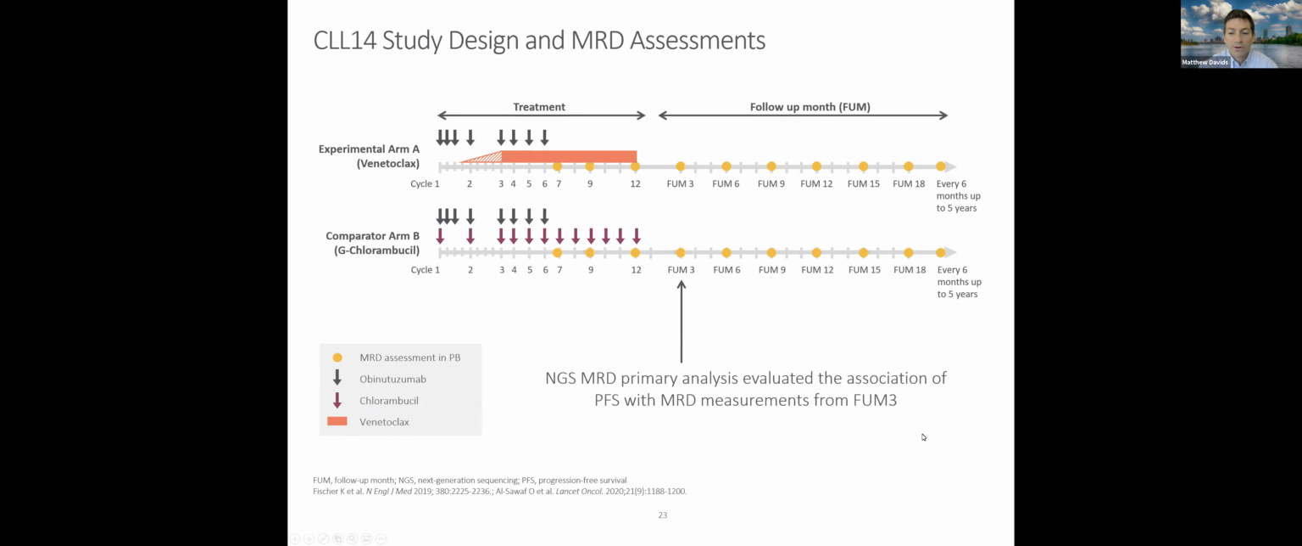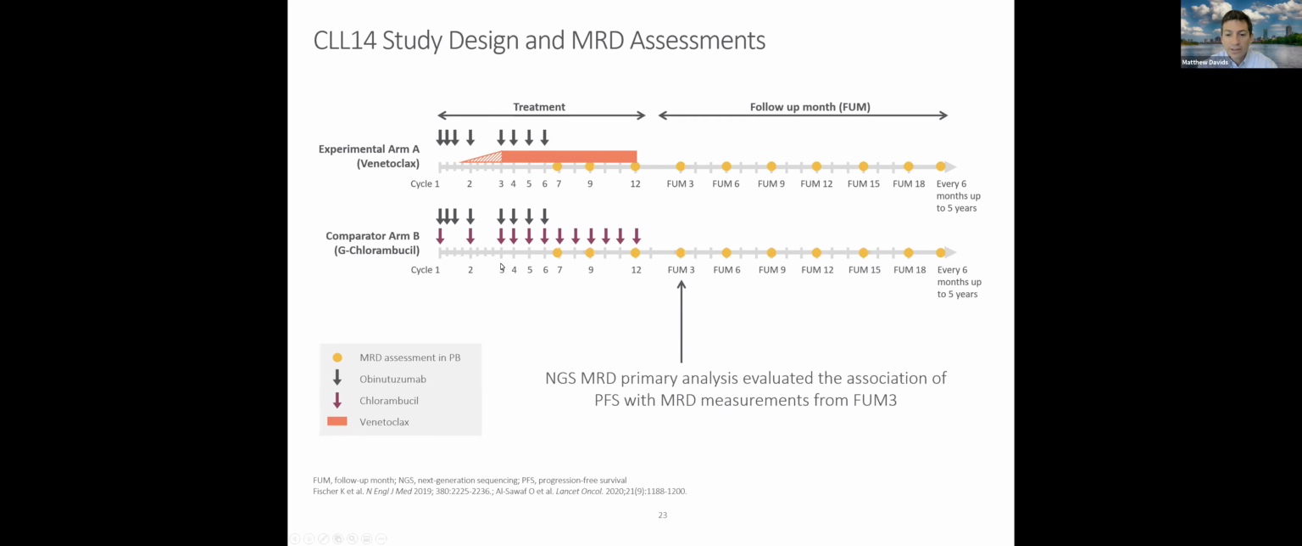So this is the scheme for a study called CLL14. This is the trial that led to the approval of Venetoclax with obinutuzumab, an antibody infusion for the initial treatment of CLL. And the treatment is about a 1-year combination of those drugs, actually 6 months of combination followed by about 6 months of Venetoclax as a single agent. And this was compared to a 1-year course of obinutuzumab with the older chemotherapy drug chlorambucil.